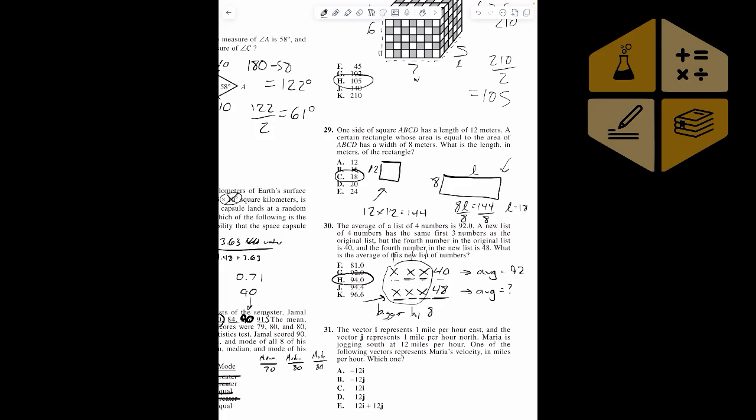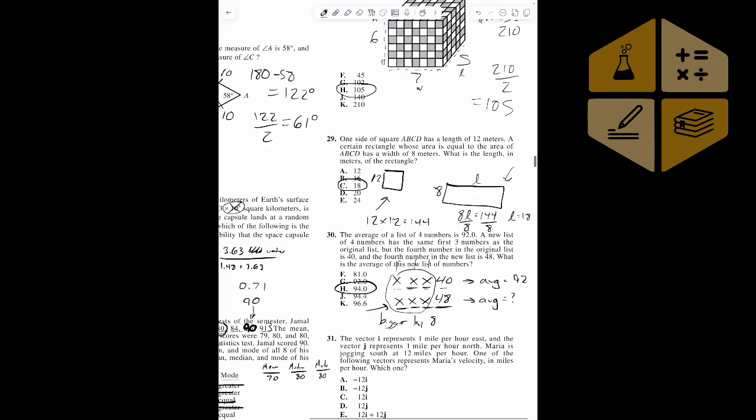That would mean that if the first list has 100, 100, 100, then we could think about this bottom list as being like 102, 102, 102, and 42. Okay, that would be another way to write that. It's just 2 per number, because 8 total is being added to the list. If that's 2 per number, that's an average raise of 2 per number. And that's how I know number 30 is H, 94, because the original list says 92. 2 per number more is an average of 94.